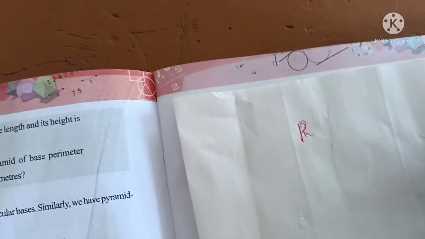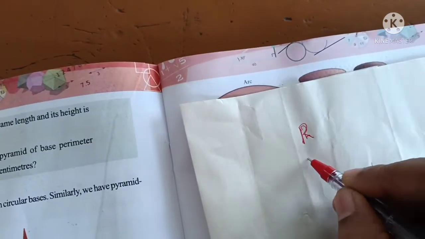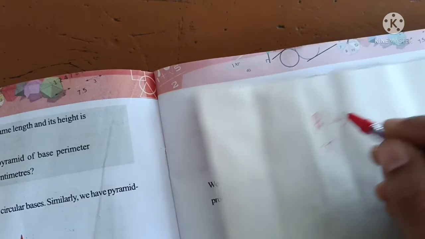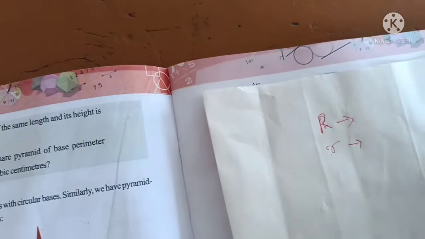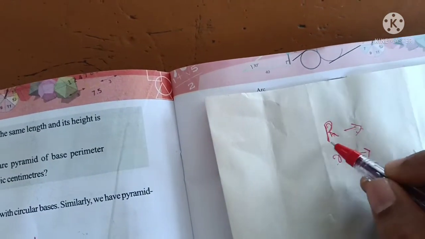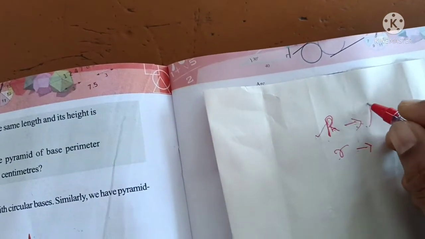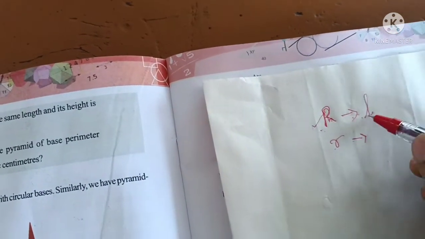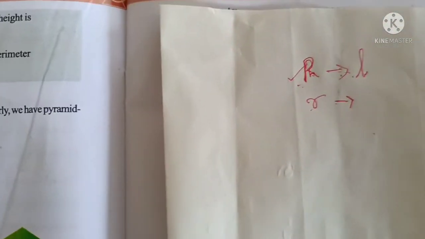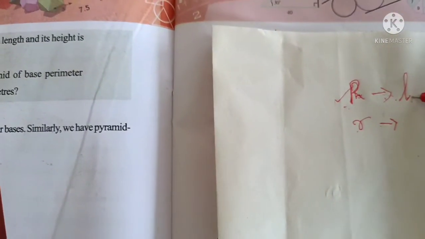If we take the radius of the sector as capital R, and the radius of the cone as small r, then what is R? Capital R is the slant height of the cone. So we represent it using the letter L. The radius of the sector is equal to the slant height of the cone.